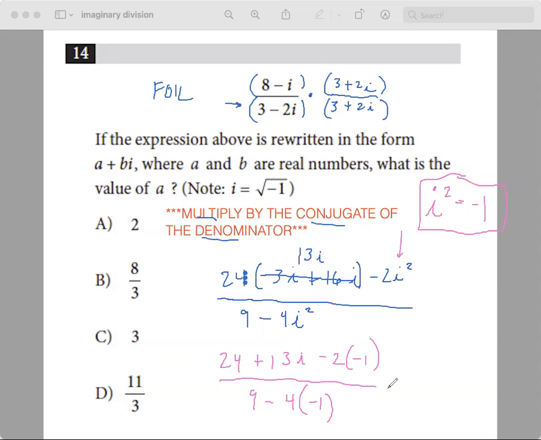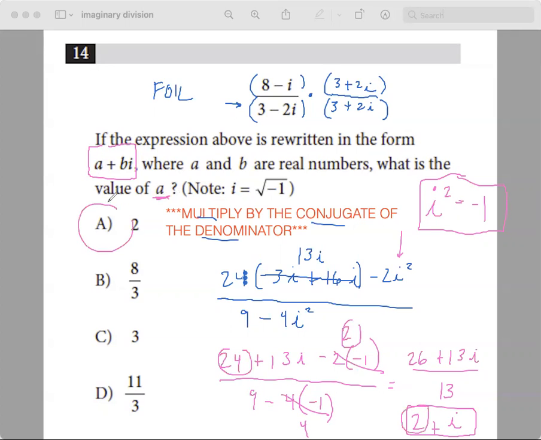And then when I complete the math, this is going to become a positive 2. This is going to become a positive 4. So when I combine the 24 and the 2, it's going to be 26 plus 13i over, what's 9 plus 4? 13. And when I reduce that, it's going to be 2 plus i. That's my final answer. And remember, they wanted it in this form, a plus bi, and they want to know the a, which is the 2. So the answer is A.